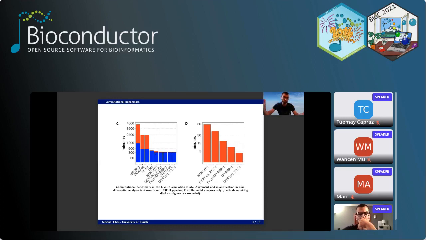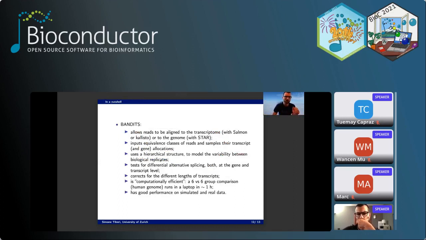Now, to briefly wrap up, BANDITS can take as input reads that are aligned with pseudo-aligners like Salmon and Kallisto, or with full aligners like STAR, so it gives users flexibility. It works with equivalence classes, and it treats the transcript, and sometimes gene, allocation of reads as a latent variable. It has a hierarchical structure that models the sample-to-sample variability. It can test for differences at the gene and transcript level. It corrects for the effective length of transcripts, and it is relatively efficient. And I think it has good performance in all our benchmarks.